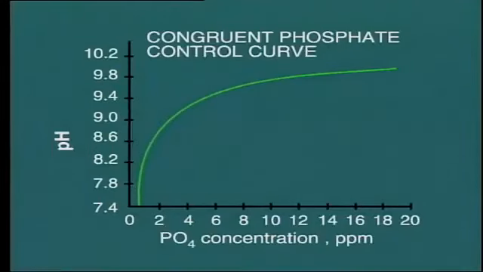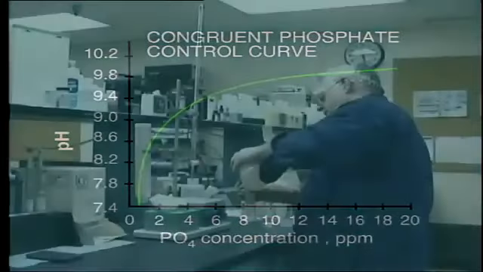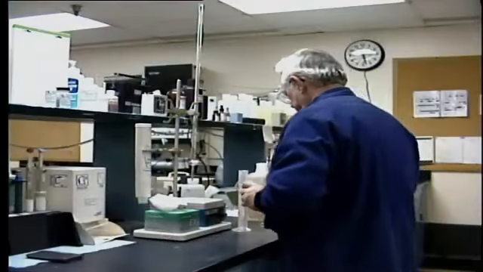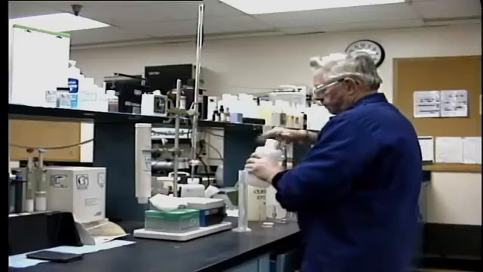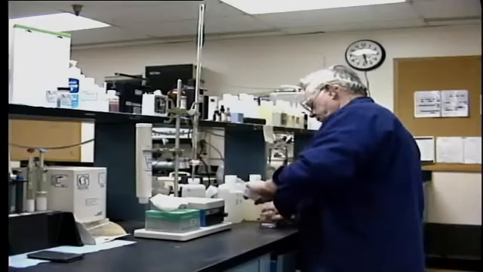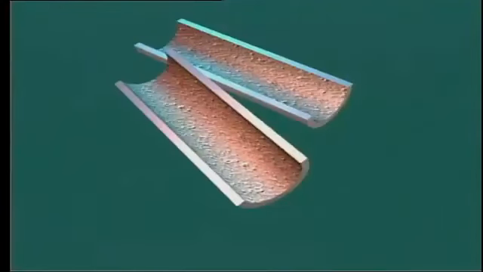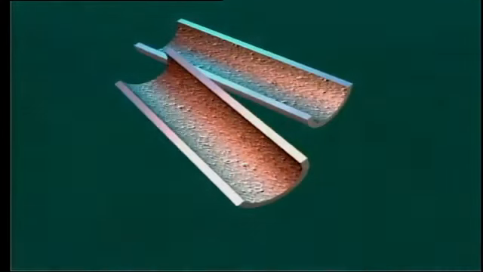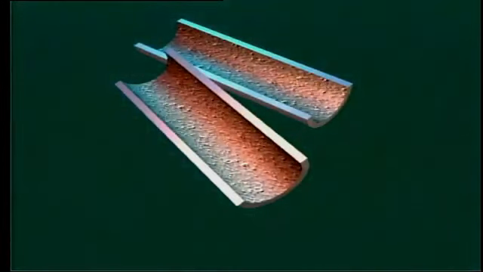This curve, known as the congruent phosphate control curve, is usually provided by water treatment specialists, and its actual design depends upon your specific boiler conditions, particularly the operating pressure. A common cause of corrosion in boilers is that due to dissolved oxygen contained in the boiler water. When oxygen is present, it causes severe pitting on metal surfaces, such as the boiler drum and water tubes.